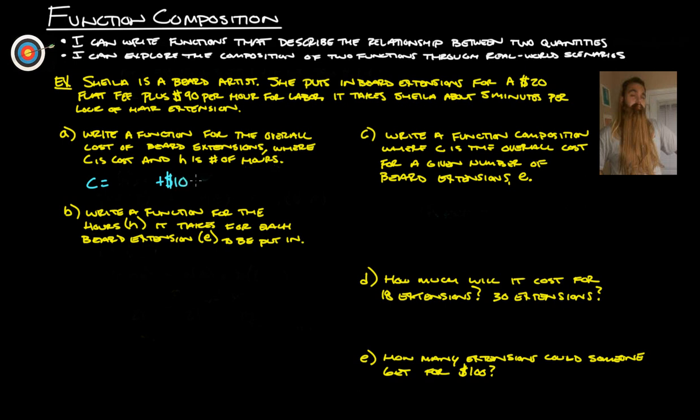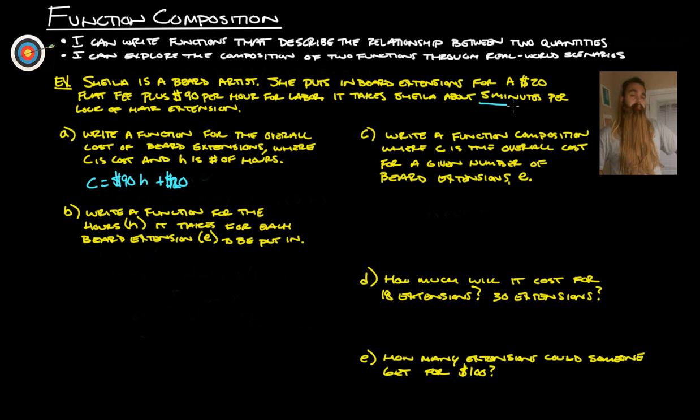So, oops, not 10, but 20, right? So she's got $20 and then plus another $90 per hour. So 90 times H. So like if she worked 5 hours, 90 times 5 plus 20, that's how much it would cost for her to put in the beard extensions.